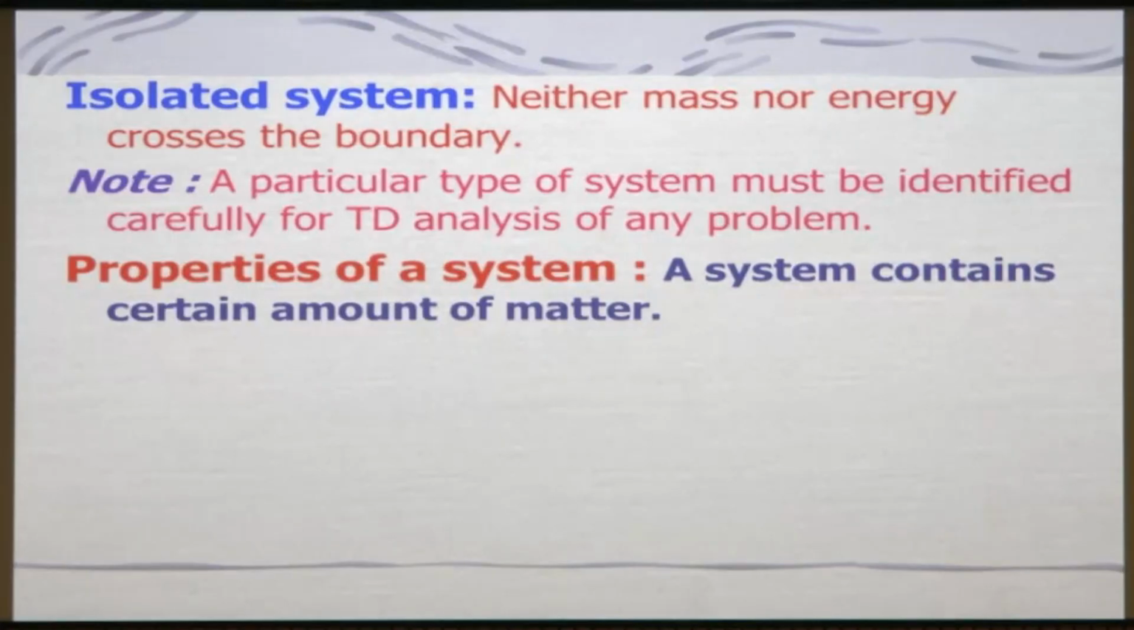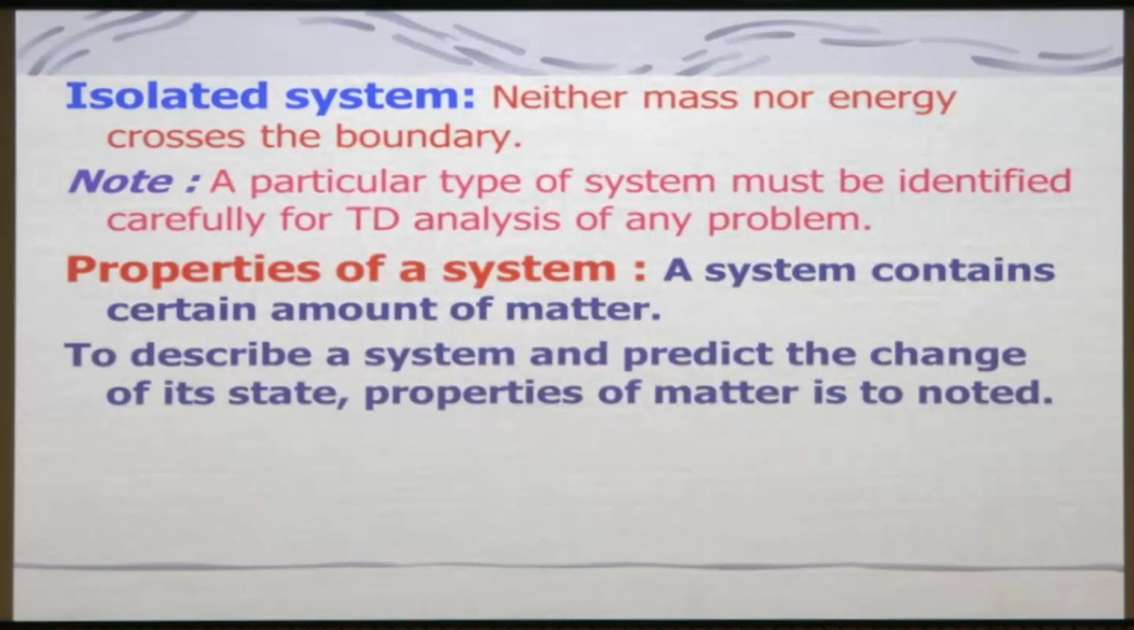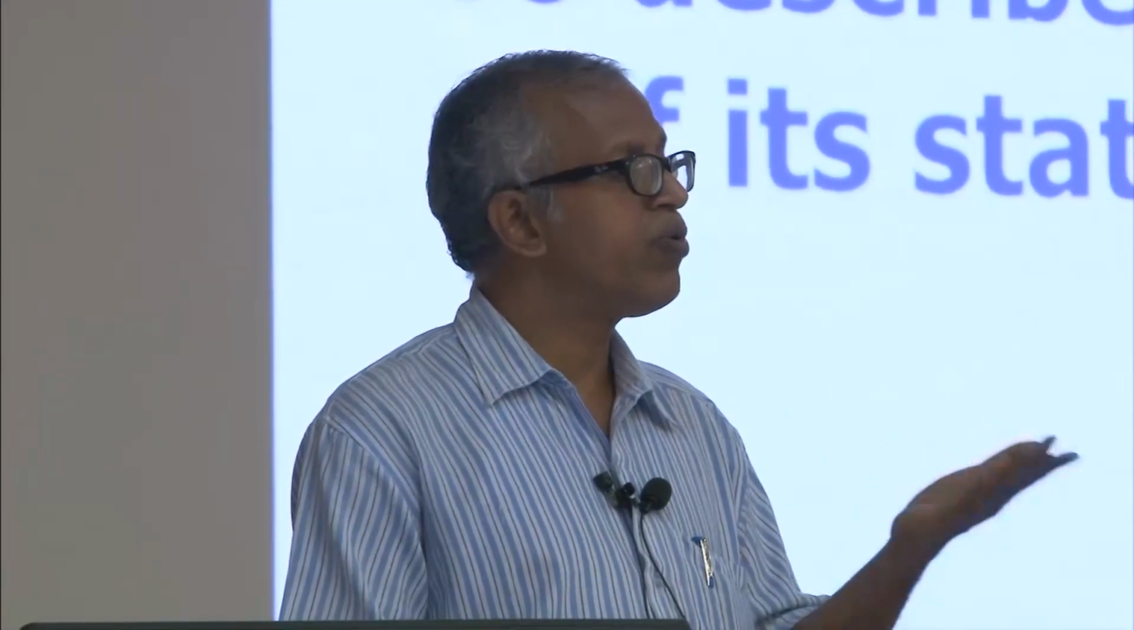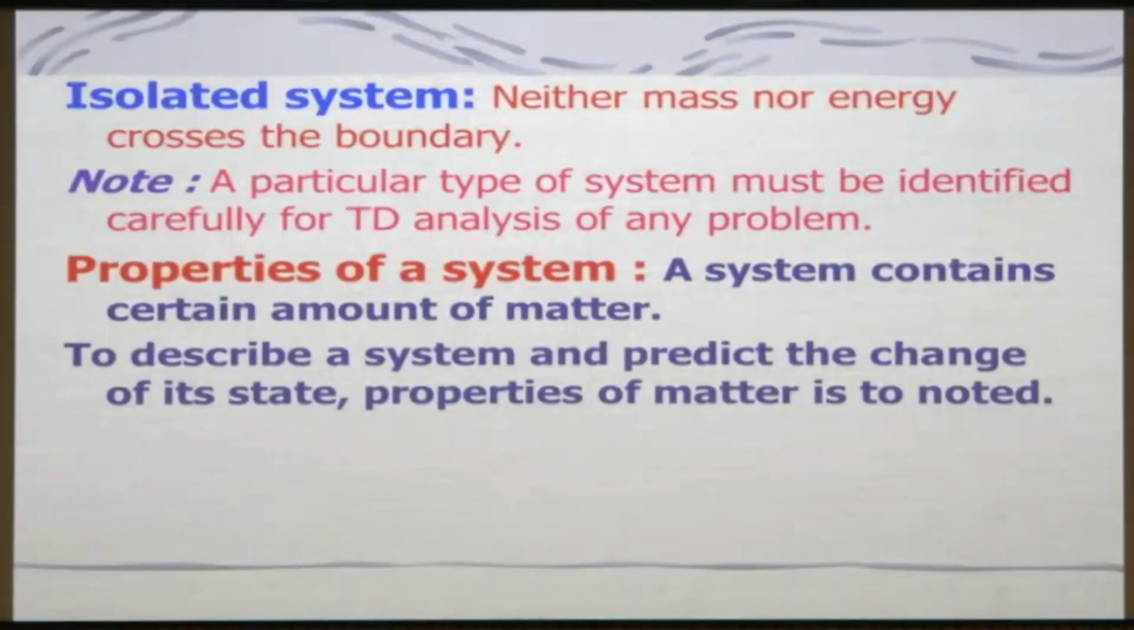As I told earlier, a system contains a certain amount of matter, and to describe a system and predict the change of state, we need to look at the properties of the matter. For example, if I am giving some heat to a piston cylinder arrangement, the pressure will be changing, so also the temperature, and then we will be looking at those properties. So, what is the property then?